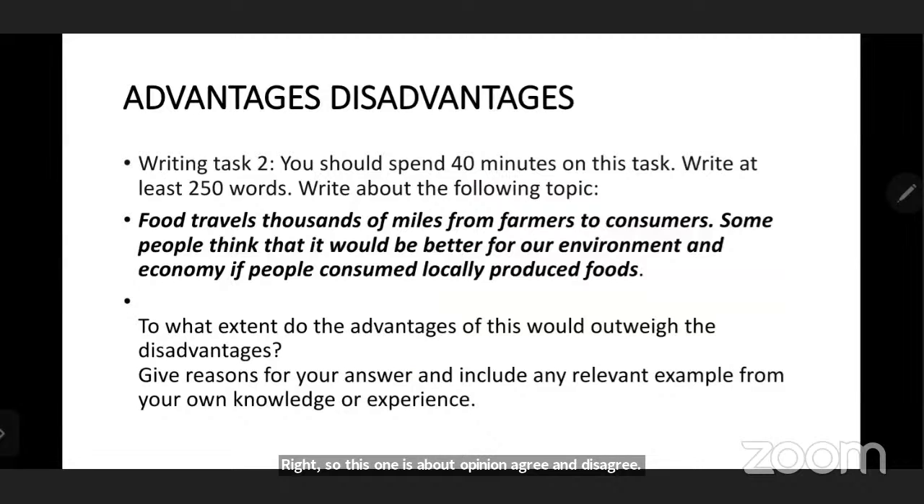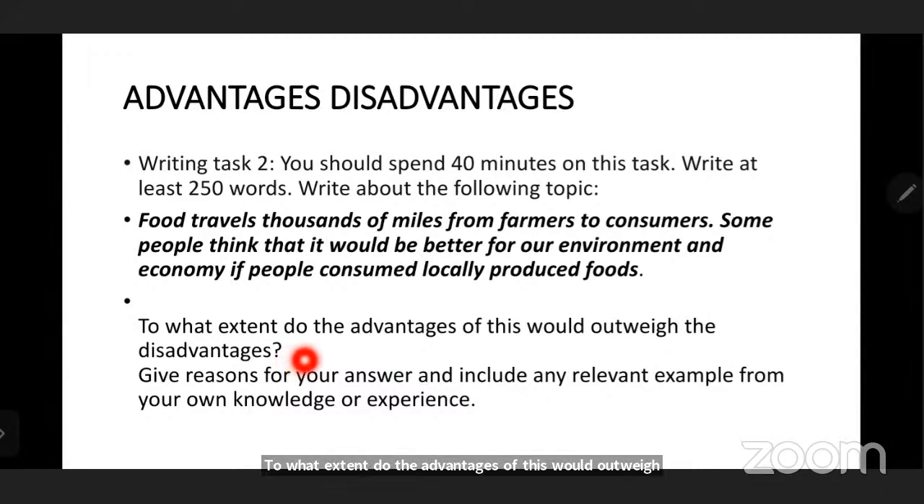example of question for advantages and disadvantages. This is the direction, and the one here in bold and italic, you have to paraphrase this one for paragraph 1. Okay, food travels thousands of miles from farmers to consumers. Some people think that it would be better for our environment and economy if people consume locally produced food. To what extent do the advantages of this outweigh the disadvantages?